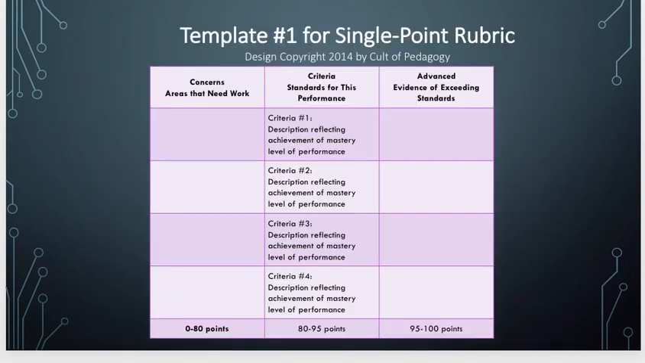Here are two examples of a single point rubric. It's similar to the analytic rubric in that you have a variety of criteria, but you only put the acceptable level of performance, and anything that's less than acceptable, you would provide feedback on the areas that need work. And if students exceed expectations, then you would write that in the right-hand column.